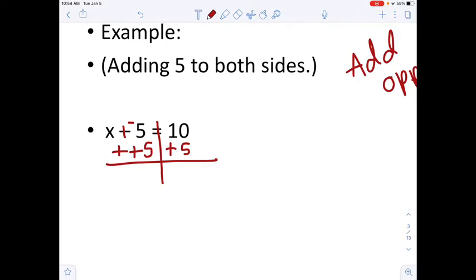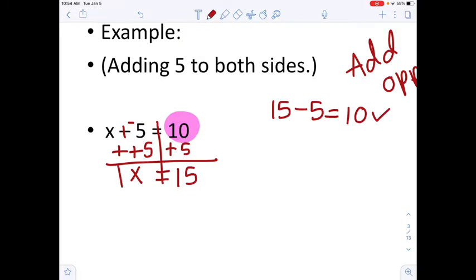So minus 5 and plus 5 cancel, which means this is just x on this side, and then 10 plus 5 is 15. To check my answer, I'm going to plug in 15 for x and see if we get the same thing. So this was 15 minus 5, which is 10, and that's what we were going for. So yep, our answer of 15 is correct.